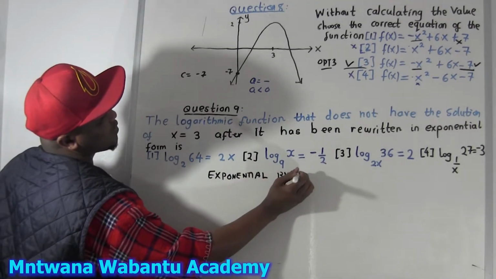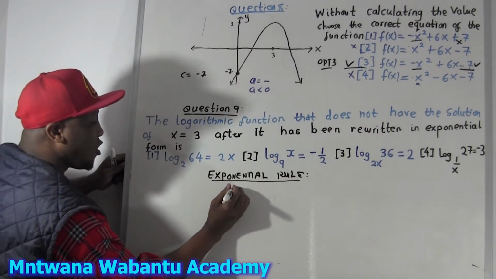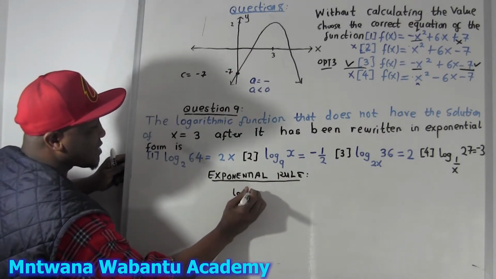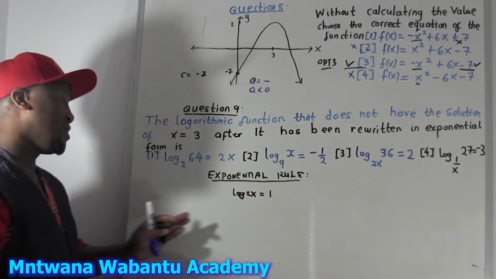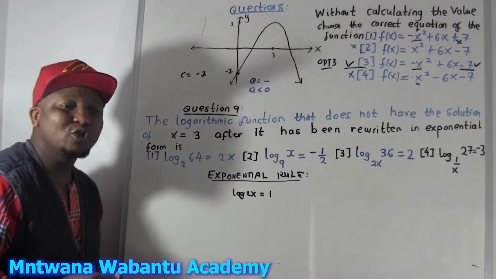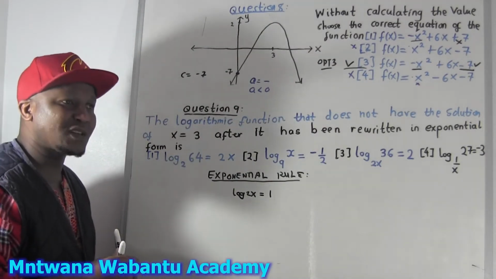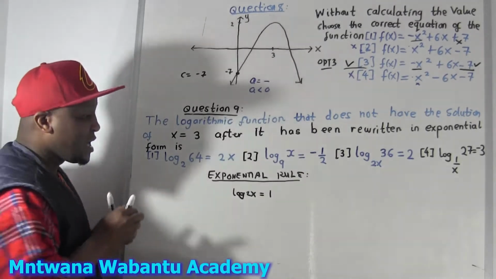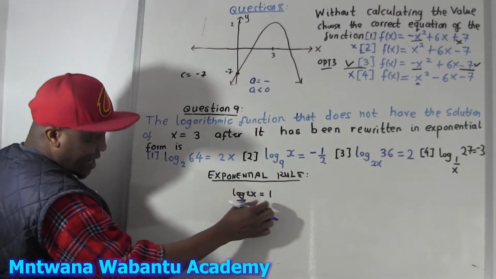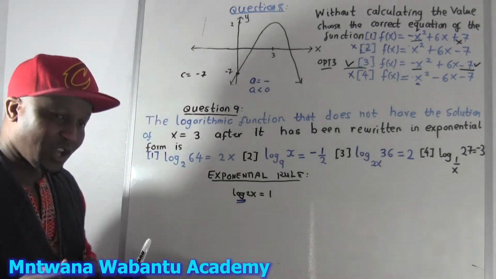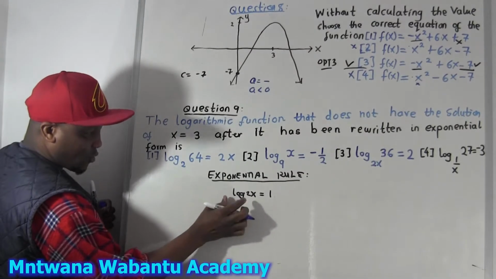Exponential rule is very easy. For example, if somebody gives you log 2x, and they don't give you any base, equal to 1, and they say find the value of x. First, how do you know it's exponential? You apply the exponential rule most of the time when the log is only on one side and equal to something. Can you see log of something equal to a number? So exponential is when you have a log on one side. And you see here the log is only on one side.